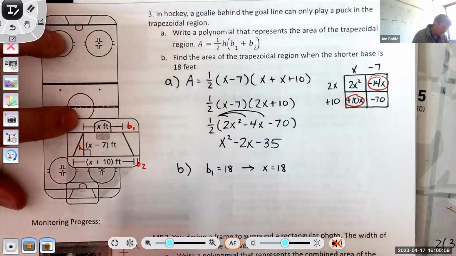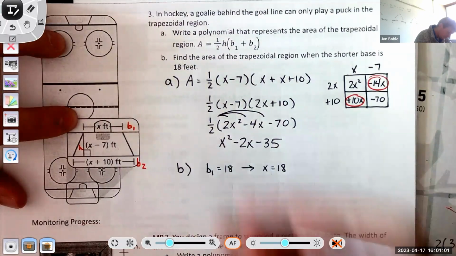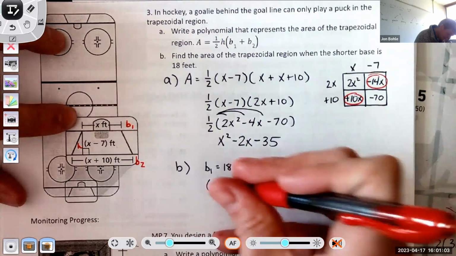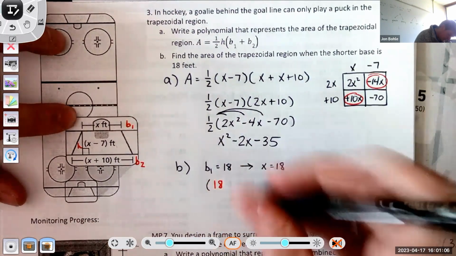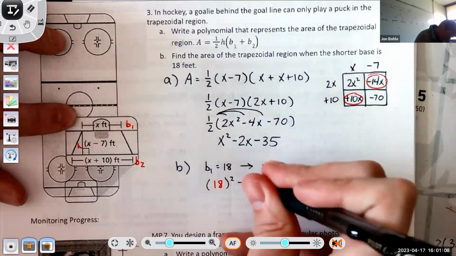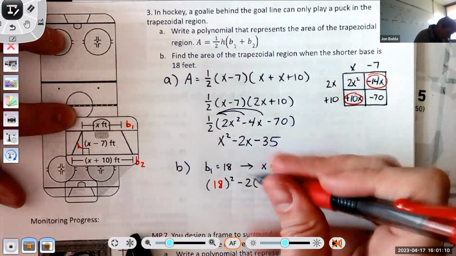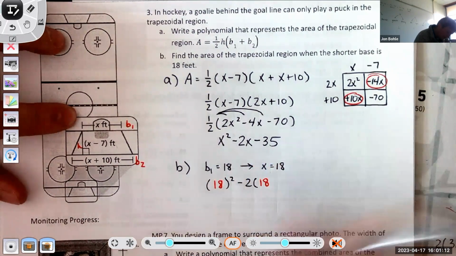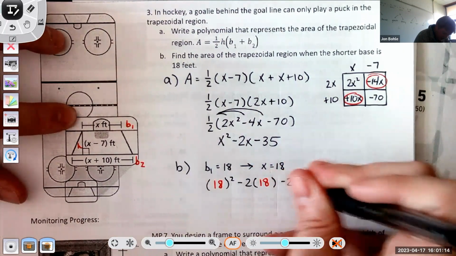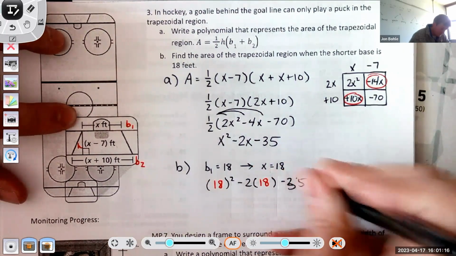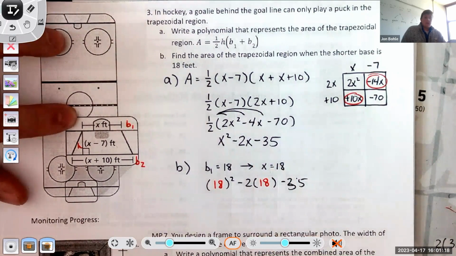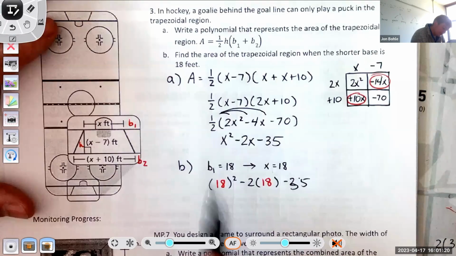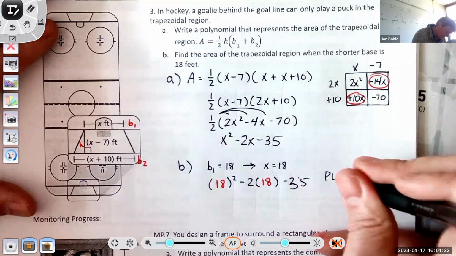Okay, so we're going to plug 18 into this formula. We're going to replace all x's with that 18, not just one of them. It says x equals 18, so all x's get replaced with 18. And then I'm going to evaluate this. I'm going to utilize PEMDAS.